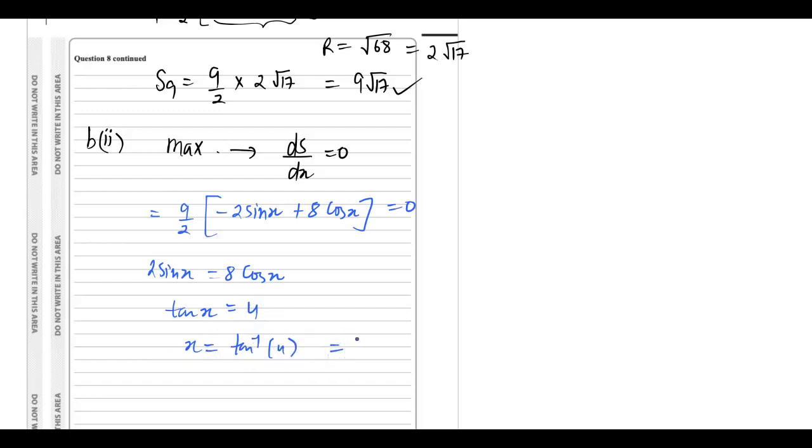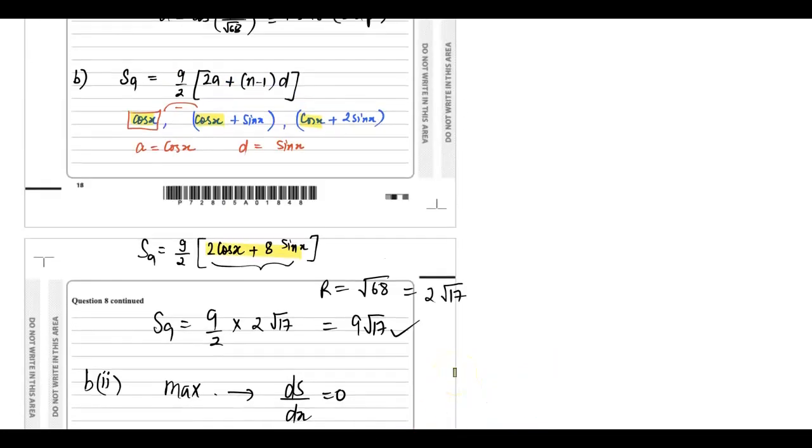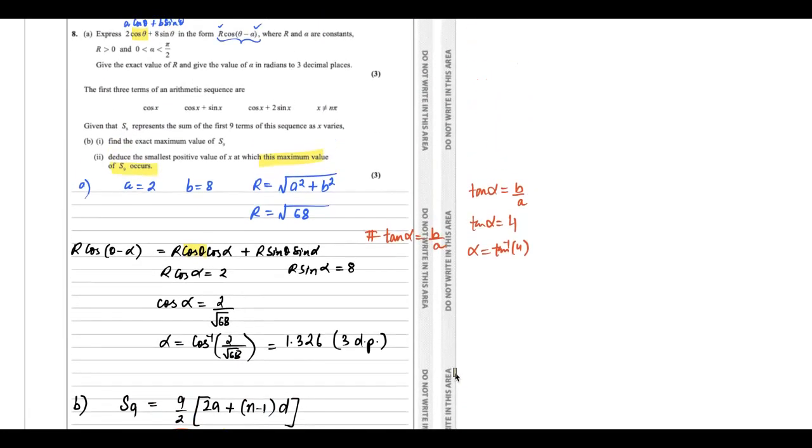Let's find it out. Tan inverse 4 is giving us 1.3258 again. If you take 3 decimal places, it would be 1.326. Oh, sorry, it was 8. What I was missing is that this is in radians. Remember not to use degrees, but radians.